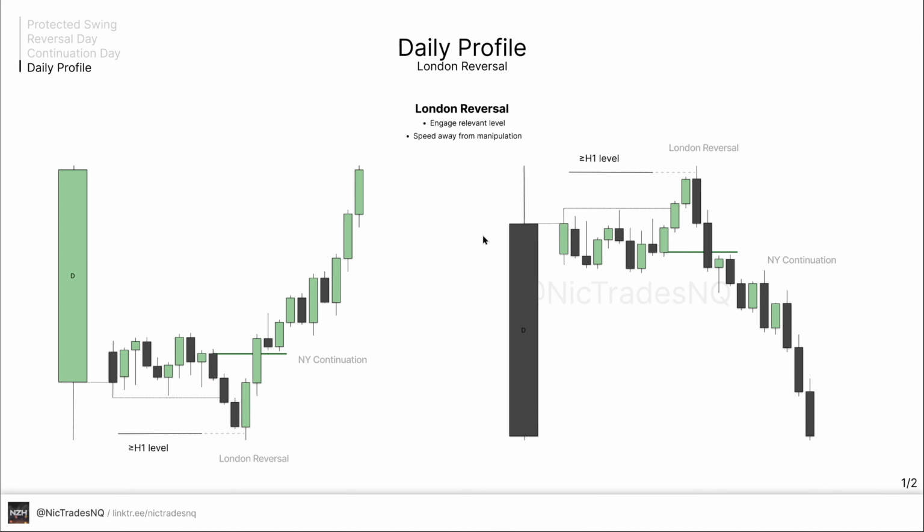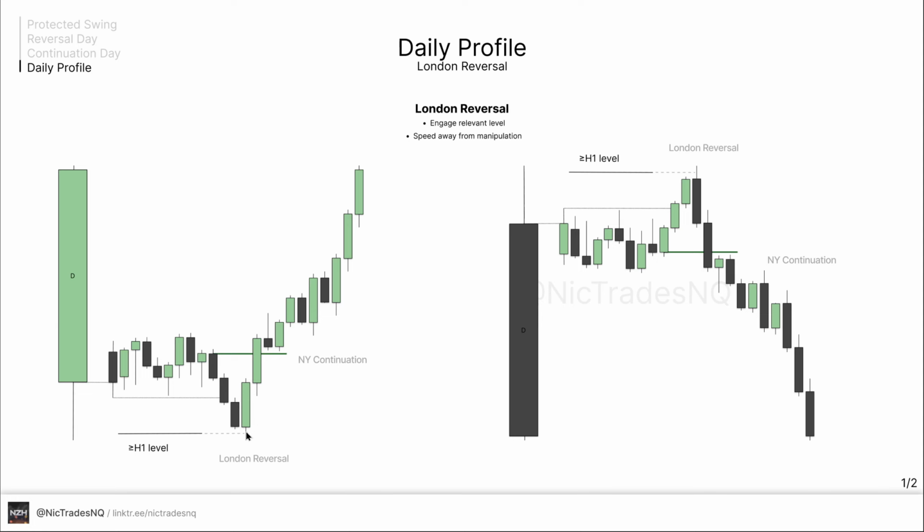Going into daily profiles, I'll be starting by covering the London reversal. It kind of says it in the name, but here we have a London reversal, right? So Asia most likely consolidating, and then we have London engaging some sort of relevant level. Could be an order block or like an hourly swing point or something.